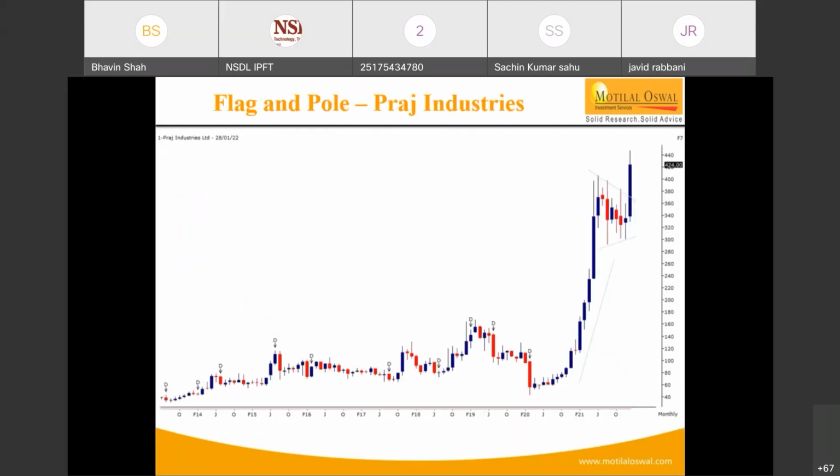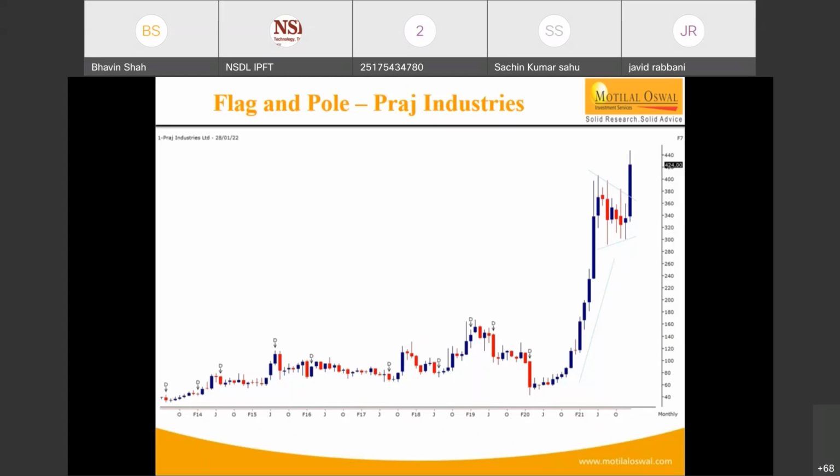Then we have a flag and a pole pattern, where this is a chart of Praj Industries where we have seen a very sharp move from 60 odd levels. So this pattern resembles a flag where there's a pole, which is the sharp rally from around 60 odd levels to 380. Then there is a small consolidation, maybe a few months, where the stock is actually consolidating in a very narrow range, and it's forming sort of a flag. And then it's again started a move on the higher side.